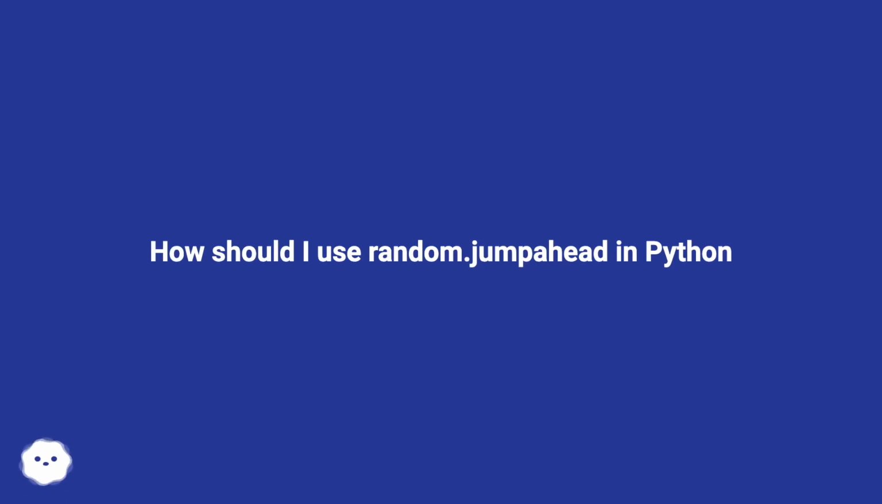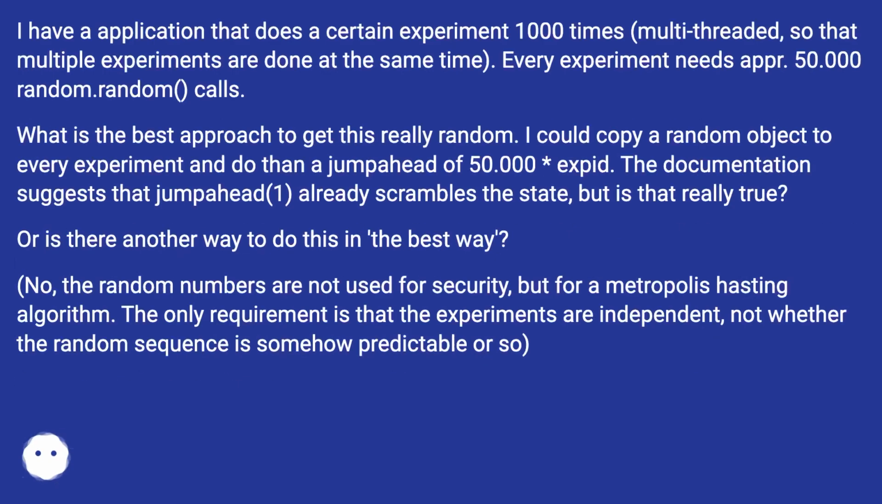How should I use Random.jumpahead in Python? I have an application that does a certain experiment 1000 times, multi-threaded, so that multiple experiments are done at the same time. Every experiment needs 50,000 random.random calls. What is the best approach to get this really random?